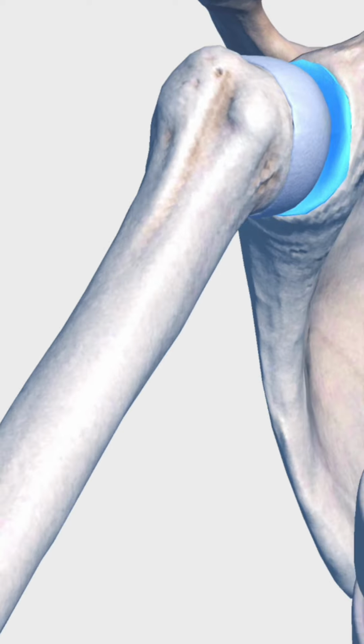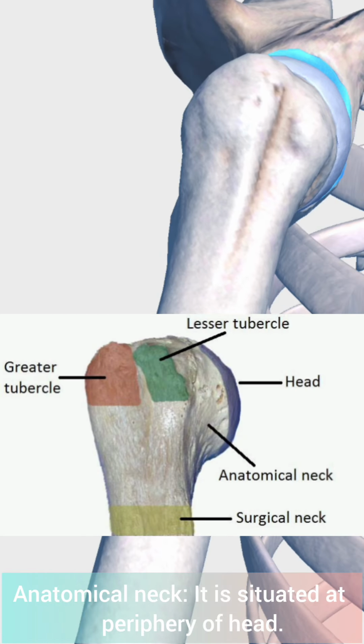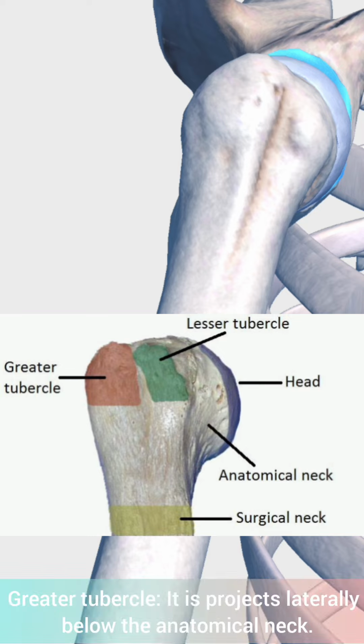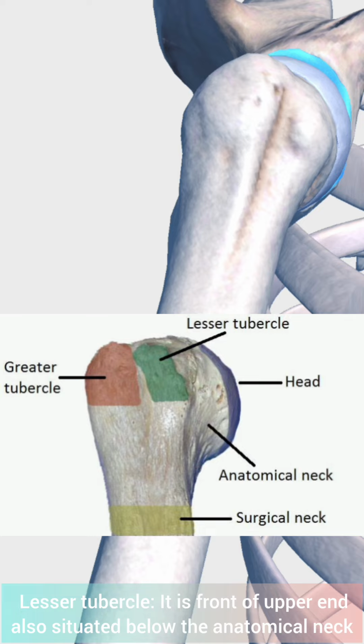Now we will talk about the anatomical neck of the humerus. It is situated in the periphery of the head, okay. The greater tubercle is projected laterally, below the anatomical neck. The lesser tubercle is in the front of the upper end, also situated below the anatomical neck.